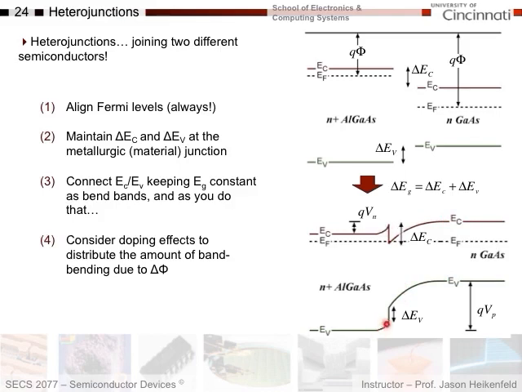And when I did that, the last thing I did was I took in doping effects. And so if I looked at the fact that this is N plus and this is just lightly doped N, then most of the band bending will be on the lightly doped side, so I have less band bending and less depletion width on the heavily doped side.